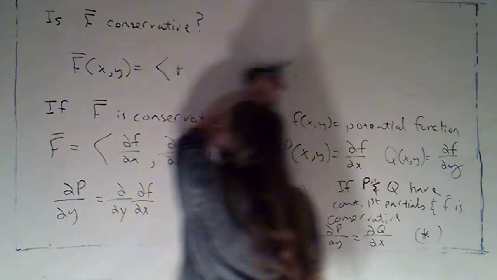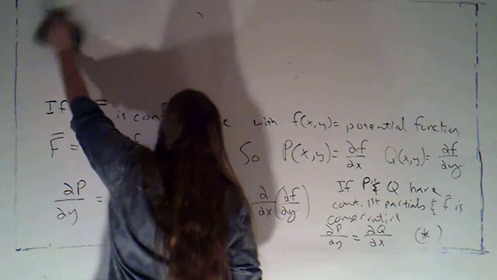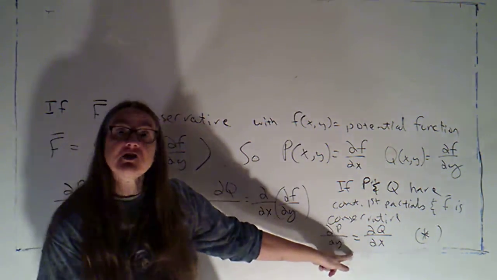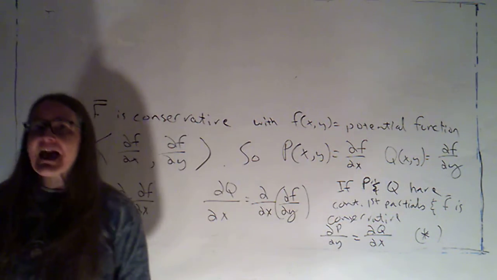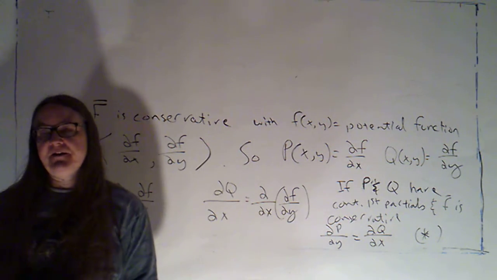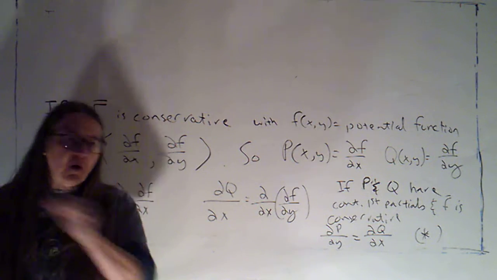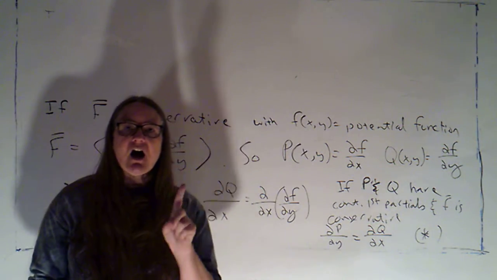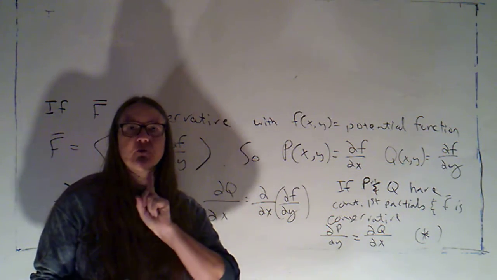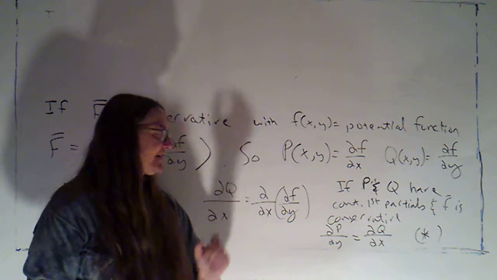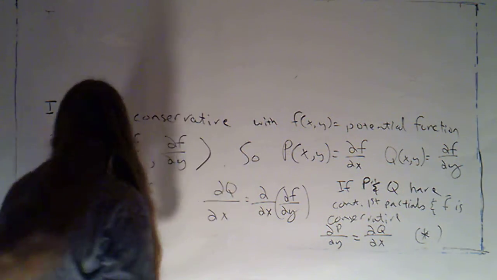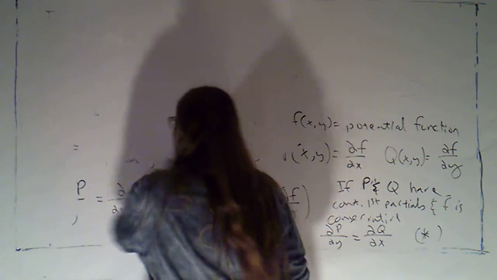Now, good question to ask is, does it work the other way? If this equation is true, does that mean that F is conservative? And the answer is almost. If this equation is true on a simply connected region, my vector field will be conservative on that region. So let's write that out.